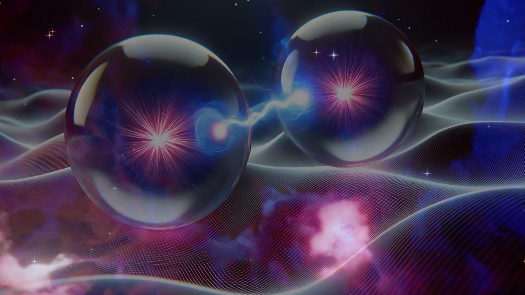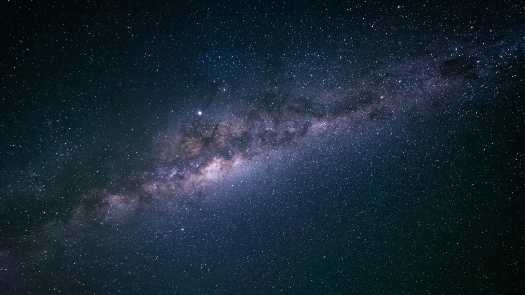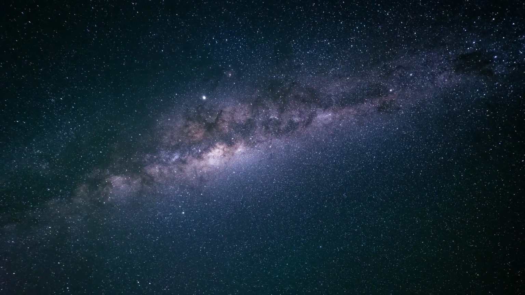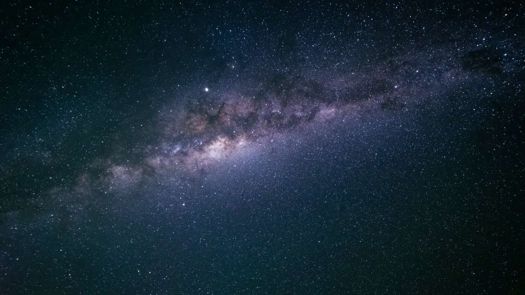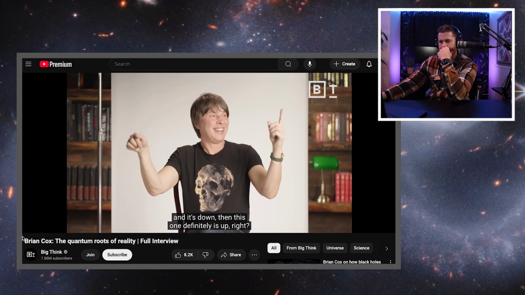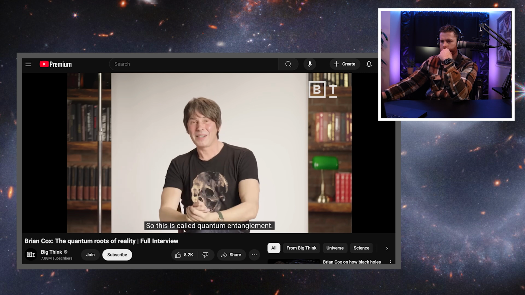And I separate these electrons. I take one to, let's say, Pluto and leave one on planet Earth, right? Same for the other one. If I go to Pluto and have a look at this one and it's down, then this one definitely is up, right? So this is called quantum entanglement.